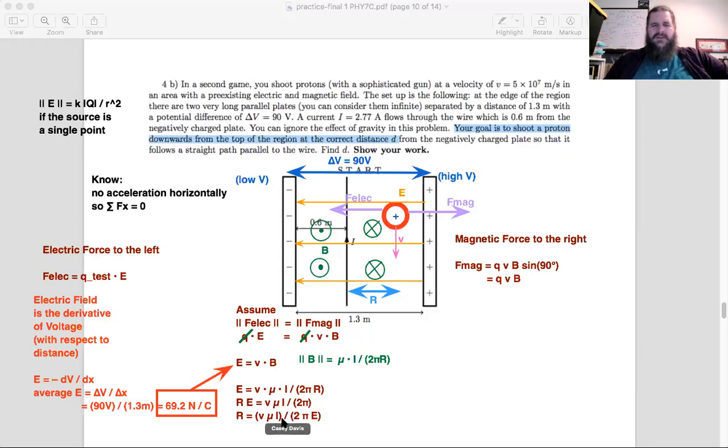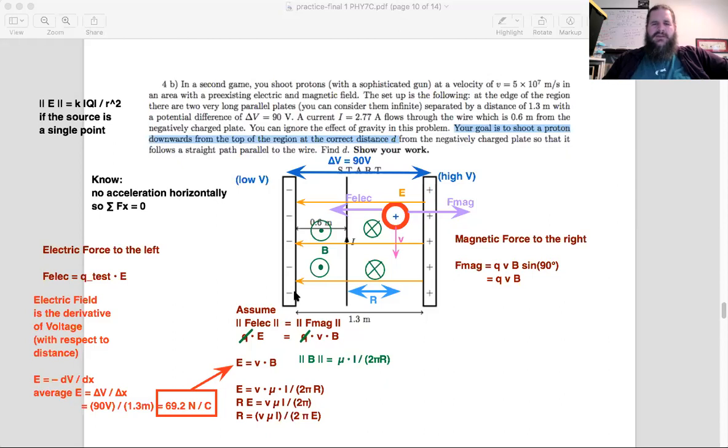And as long as everything in here is in units of kilograms, meters, seconds, newtons, coulombs, joules, that should work out to just meters. That'll tell you the distance from the wire. Although technically the problem is asking not distance from the wire, but distance from the negative plate.